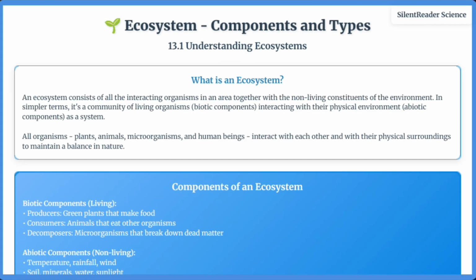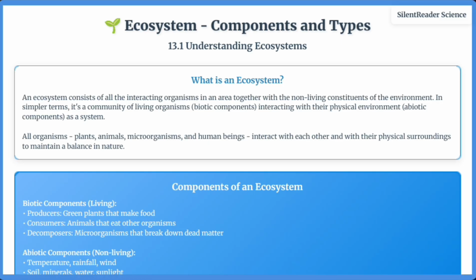Let's begin by understanding ecosystems and their components. An ecosystem consists of all the interacting organisms in an area together with the non-living constituents of the environment. In simpler terms, it's a community of living organisms, which we call biotic components, interacting with their physical environment, which we call abiotic components, as a system.